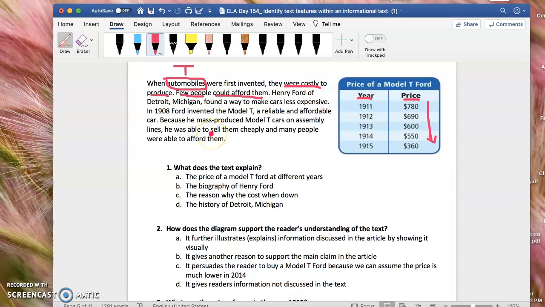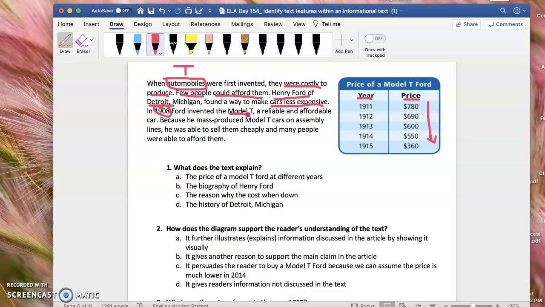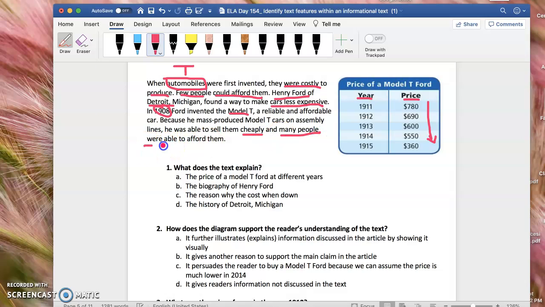Okay, guys, so we stopped where we were talking about few people could afford them. Henry Ford of Detroit, this is super important, Michigan, found a way to make cars less expensive. In 1908, let's circle that year, Ford invented the Model T, a reliable and affordable car. Because he mass produced Model T cars on assembly lines, he was able to sell them cheaply, and many people were able to afford them.